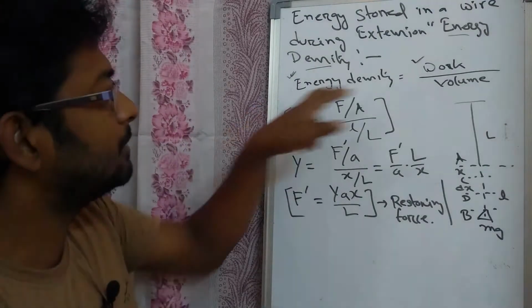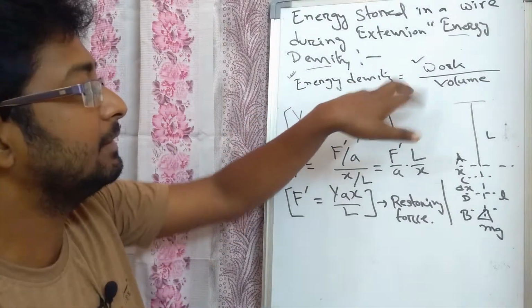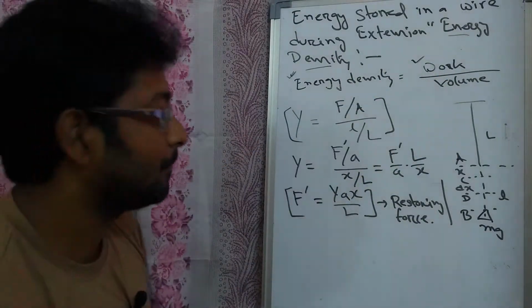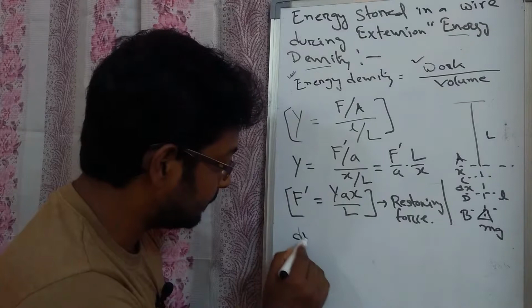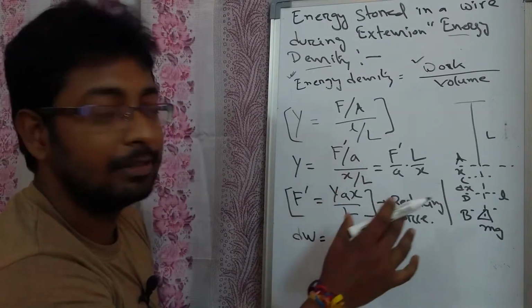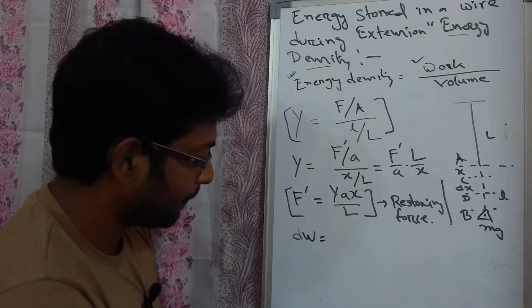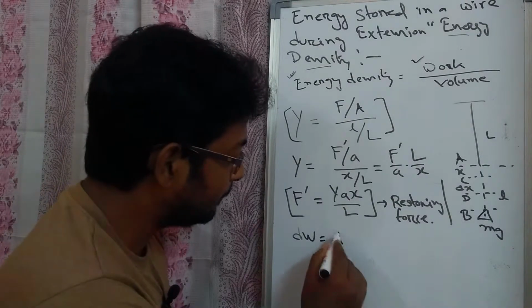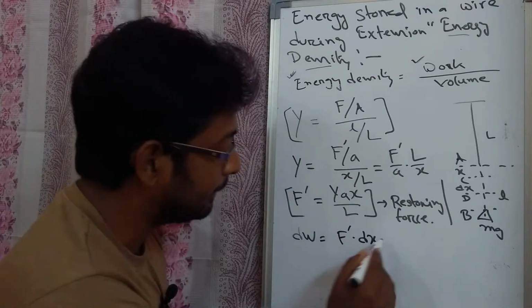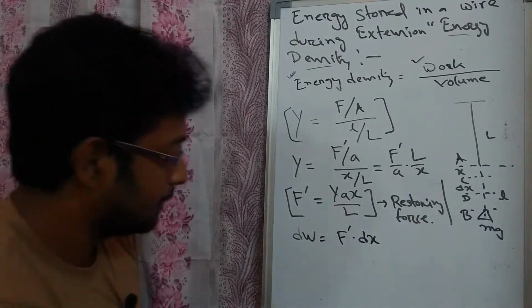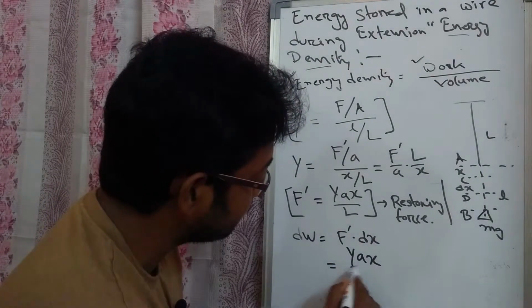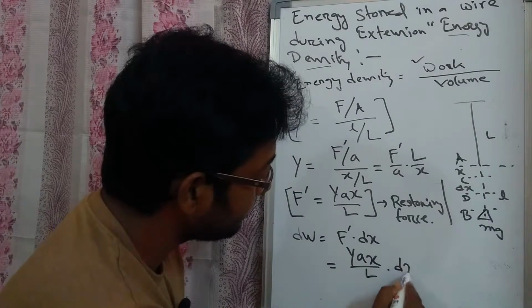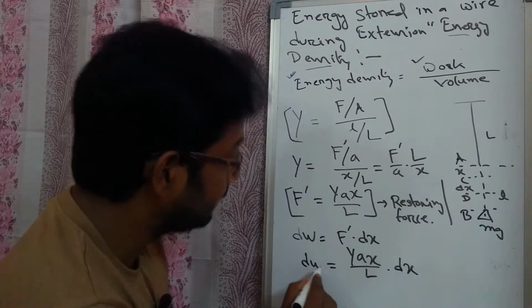Now you see our aim is to find the energy density, which is the work done per volume. So what is the work done? I can assume a small work dW, the small work done in that system. We know that dW equals F dx. So what is F? F dash is Y A x by L. So dW equals Y A x by L into dx.